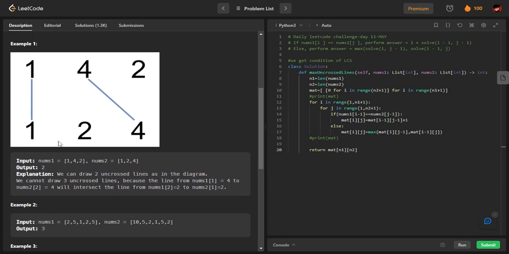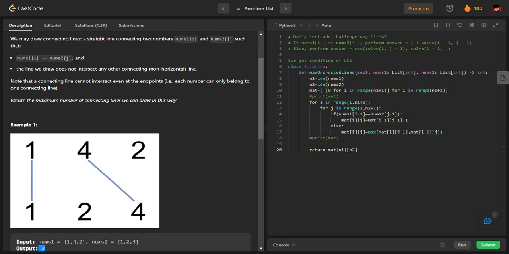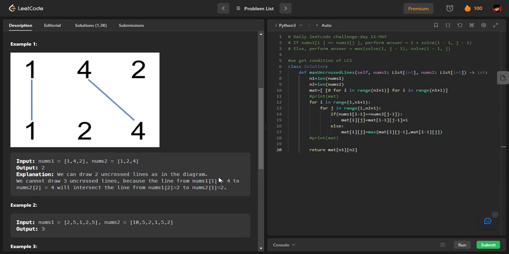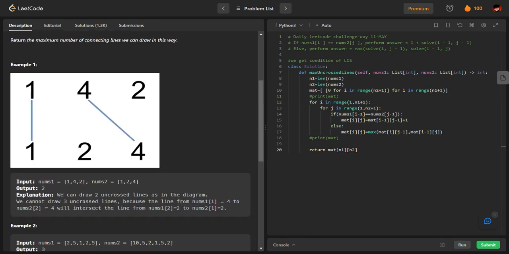That is the basic idea here. In this question, you can clearly see the answer is going to be 2, because we cannot have more than two connecting lines. You have to satisfy this condition. For example, if you draw a line between 2 and 4, it will be obstructing the 4, so we are ignoring it. So yeah, that was all.